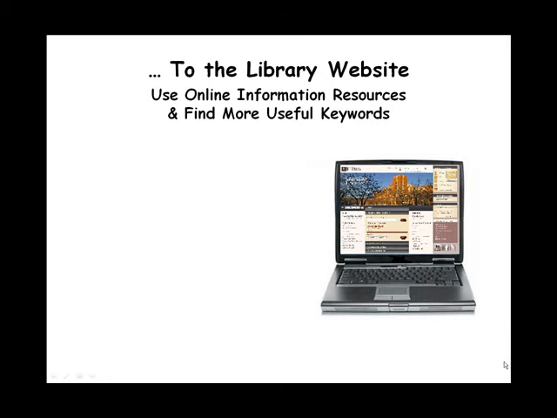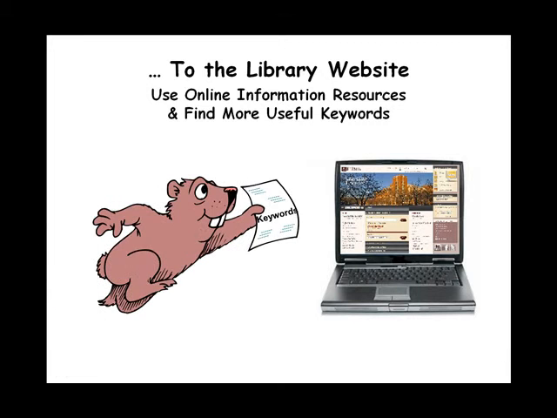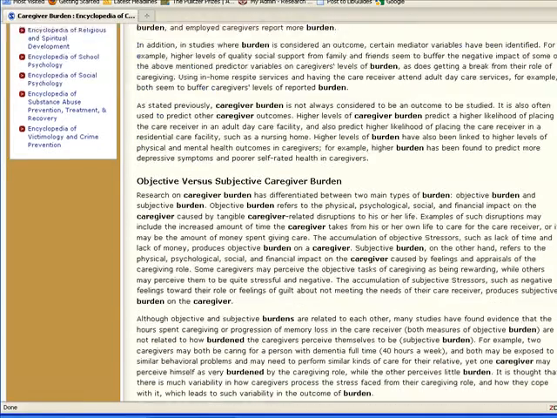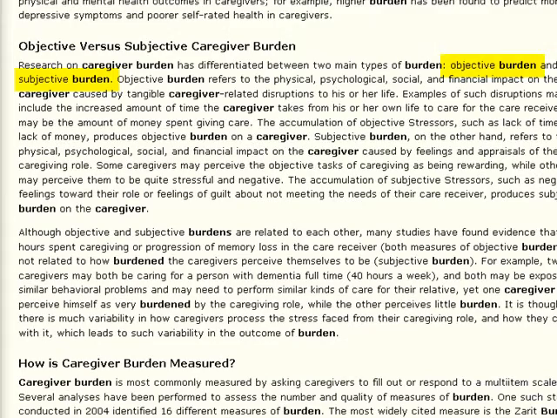Now we're ready to build on the keyword lists that we've accumulated. A good way to do this is to see what kinds of terminology are used by scholars and experts in your subject area. For instance, using encyclopedias. Here's an example entry from the Sage e-reference collection of encyclopedias. In this example, we found the keyword terms subjective burden and objective burden.